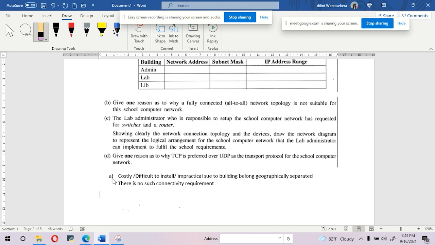So we will do the D question as well. Okay, then you do the D question and we will move to the next one. What is it asking? Give one reason why TCP is preferred over UDP as a transport protocol.